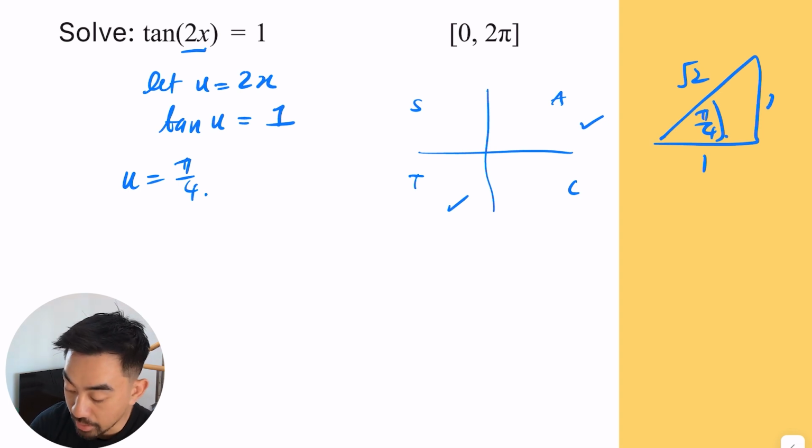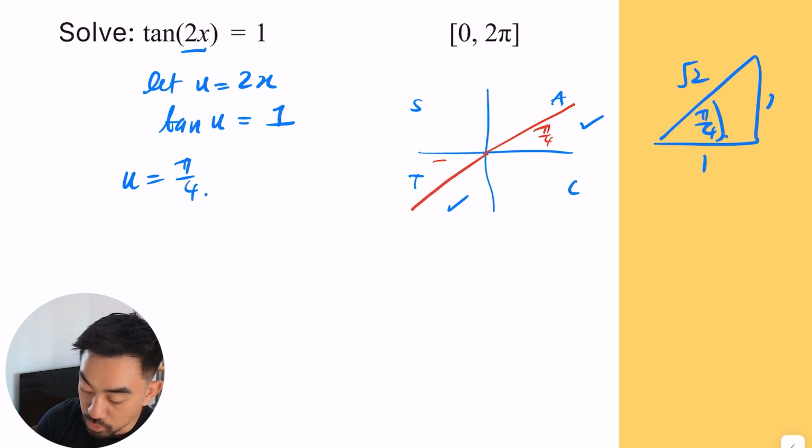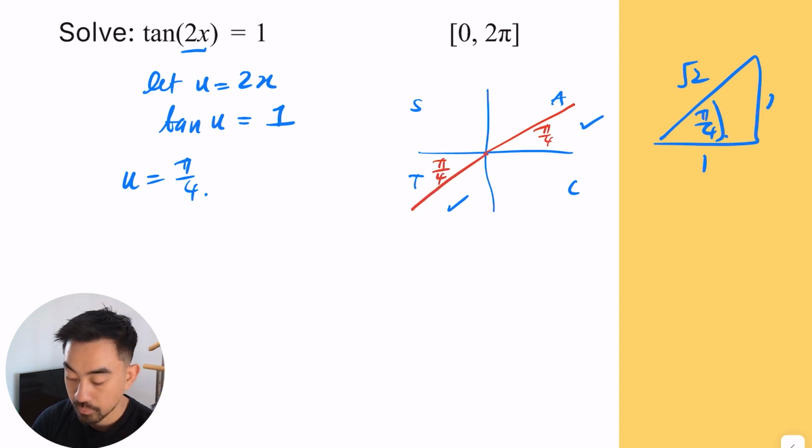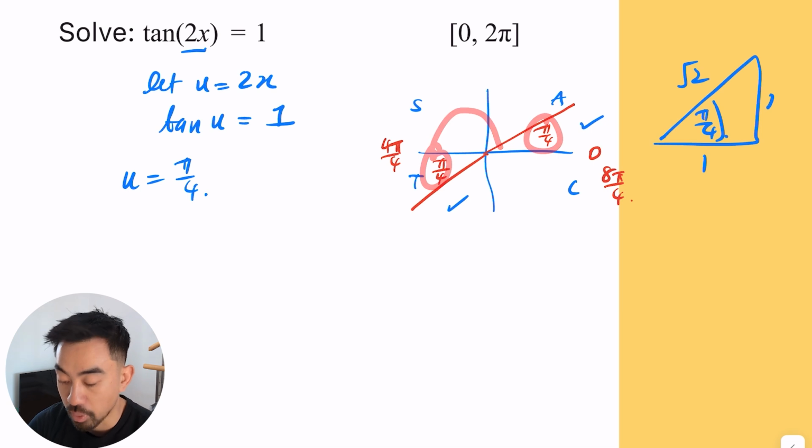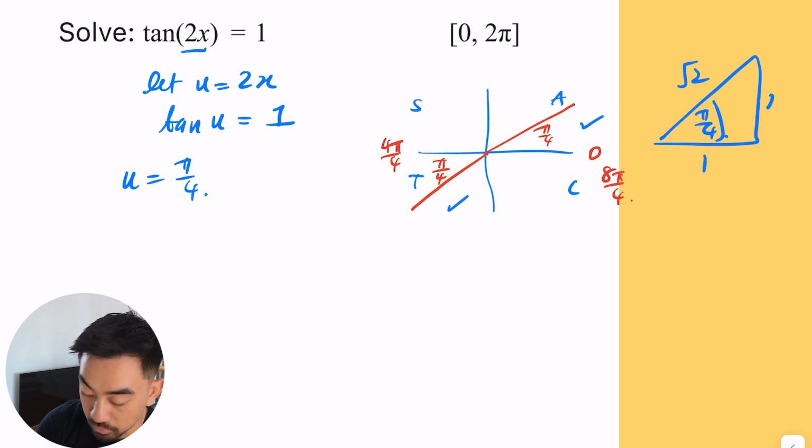Okay, now I fill in my quadrants. So I know that pi on 4 goes here, and pi on 4 also goes here. Okay, now I put in my values going around the unit circle, so 0, pi, but instead we're going to write 4 pi on 4 because there's a denominator of 4 in the solutions, and going all around the circle 2 pi will be 8 pi on 4. Okay, so reading this will be pi on 4, and my other solution will be 4 pi on 4 plus pi on 4, so 5 pi on 4.